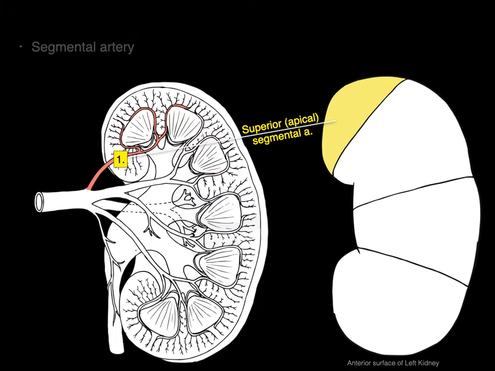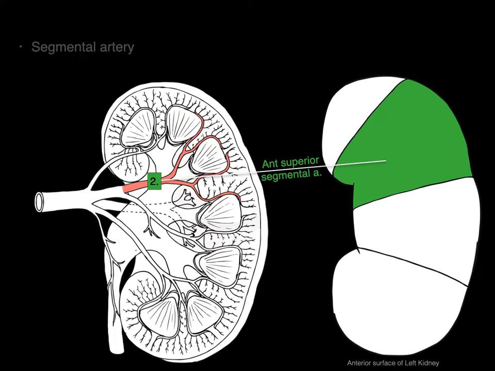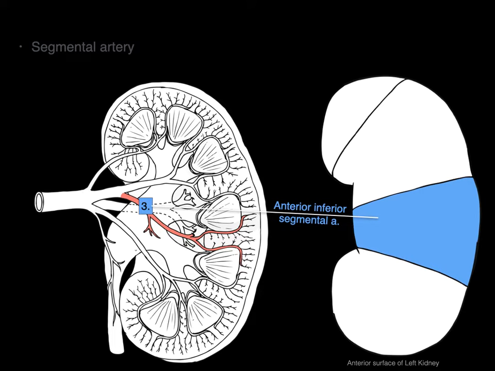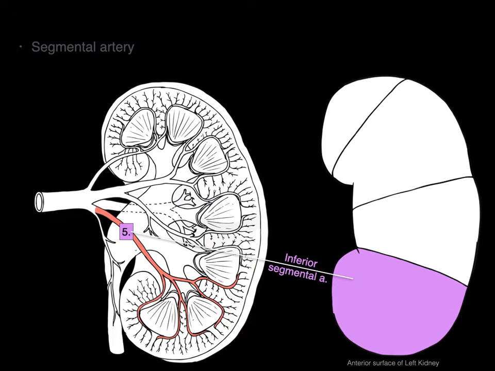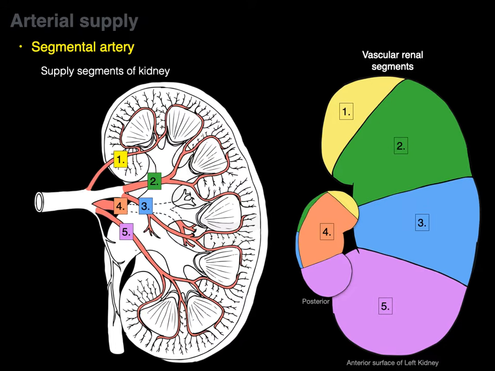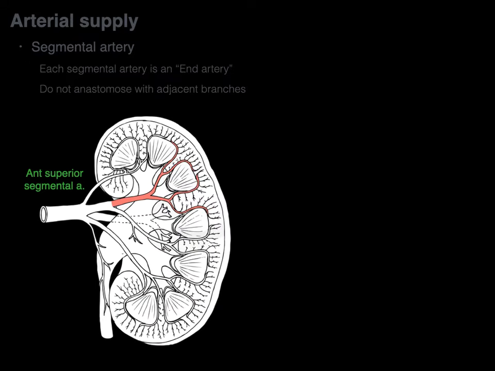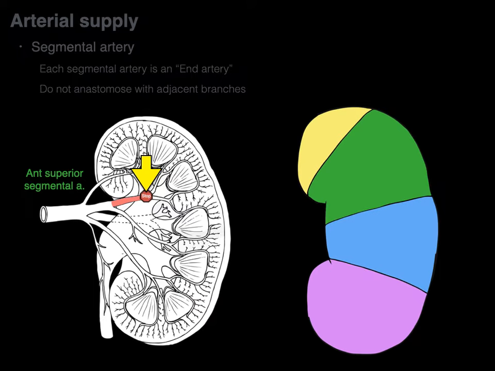For example, the anterior superior segmental artery and the anterior inferior segmental artery. And then the posterior segmental artery; we have to go to the posterior surface of the kidney to see it. And then there's the inferior segmental artery. So there's 5 segmental arteries to 5 vascular renal segments. And each segmental artery is considered an end artery, which means they do not anastomose with adjacent branches.